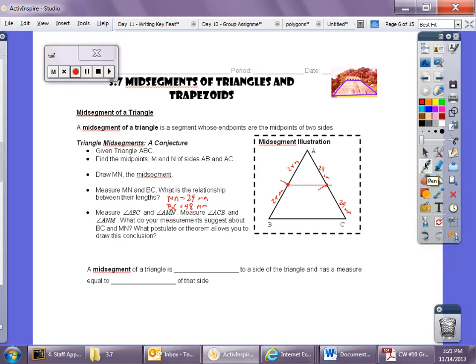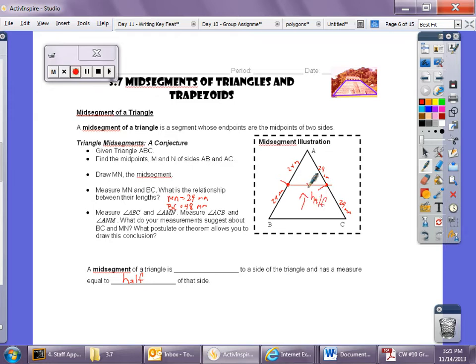So now it says, what do you notice about the length of them? So what's the relationship between 24 and 48? Well, BC is twice as big, so it's twice as much. So the mid-segment of a triangle is blank to the side of the triangle and has a measure equal to the blank of that side. Well, the mid-segment is half. So it's half, 48 and 24 for MN, this is half.